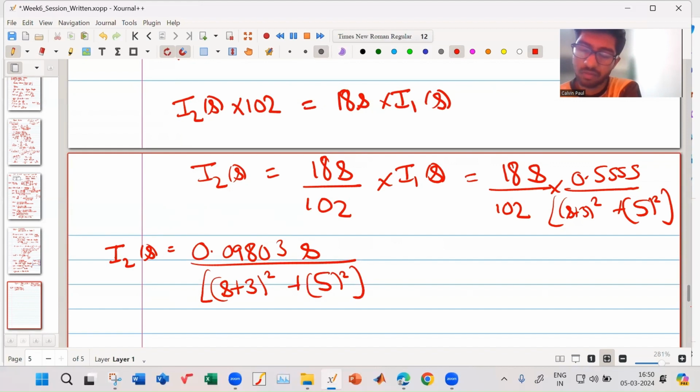How? It is 0.09 into e to the power minus 3t into sine 5t. Why sine 5t? Sine omega t. This is S, no? S is here, no?